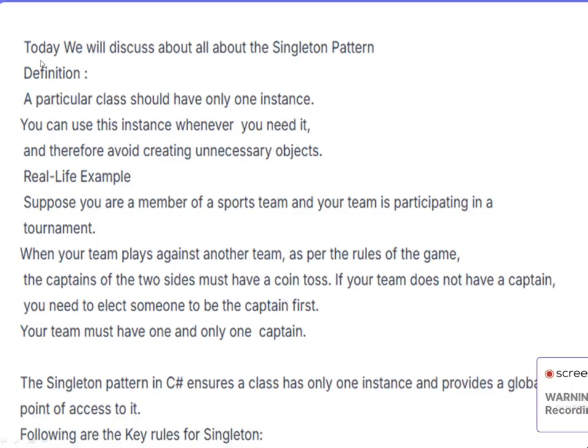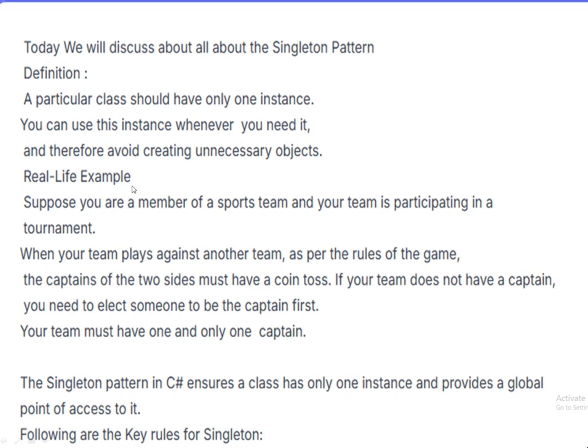Discuss all about the Singleton pattern. Definition. A particular class should have only one instance. You can use this instance whenever you need it, and therefore avoid creating unnecessary objects.